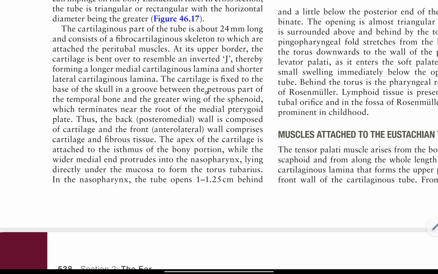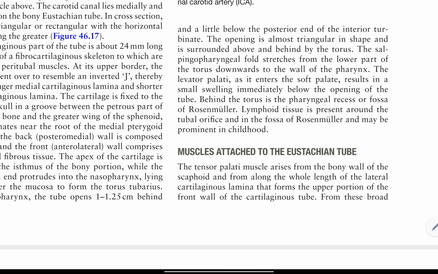Thus, the posterior medial wall is composed of cartilage and the anterior lateral wall comprises cartilage and fibrous tissue. The apex of the cartilage is attached to the isthmus of the bony portion, while the wider medial end protrudes into the nasopharynx, lying directly under the mucosa to form the torus tubarius. In the nasopharynx, the tube opens 1 to 1.25 centimeters behind and a little below the posterior end of the inferior turbinate. The opening is almost triangular in shape and is surrounded above and behind by the torus.